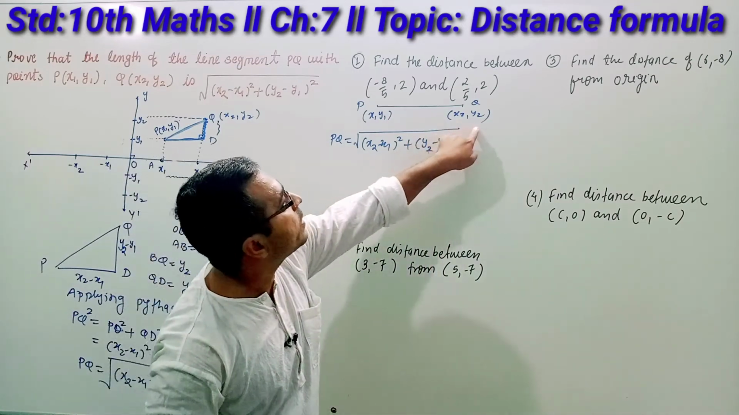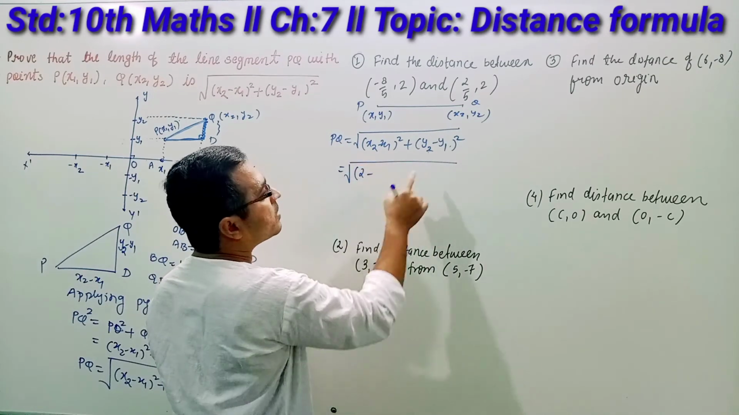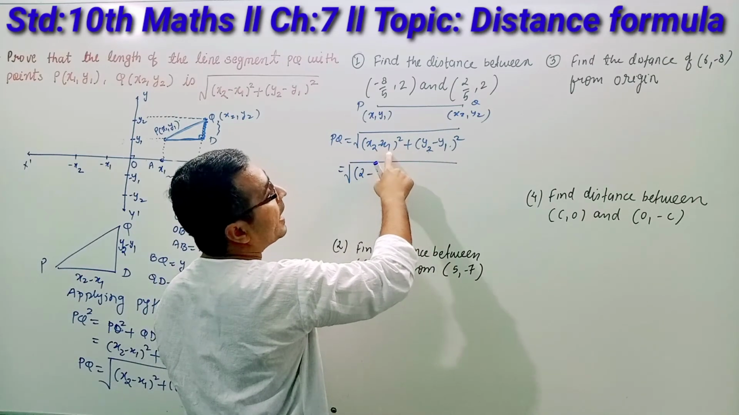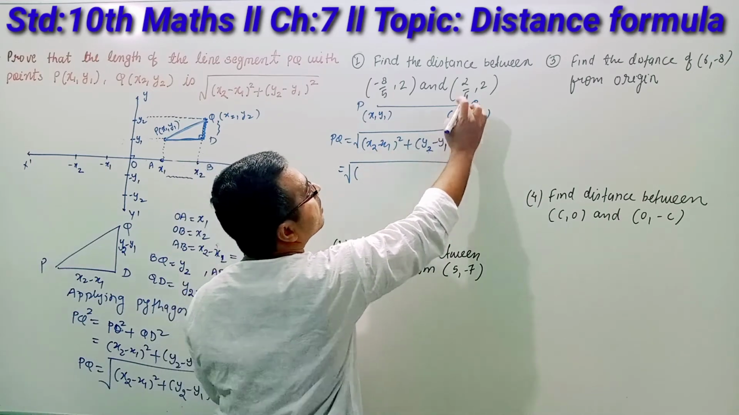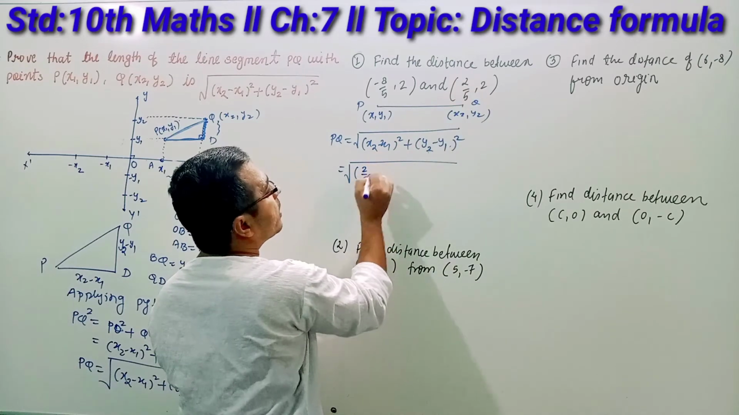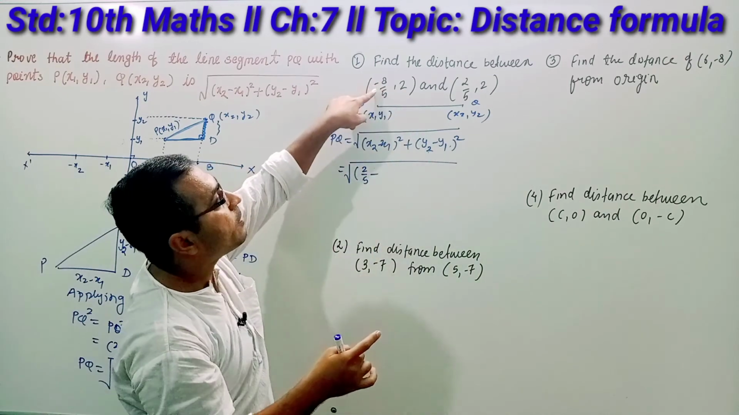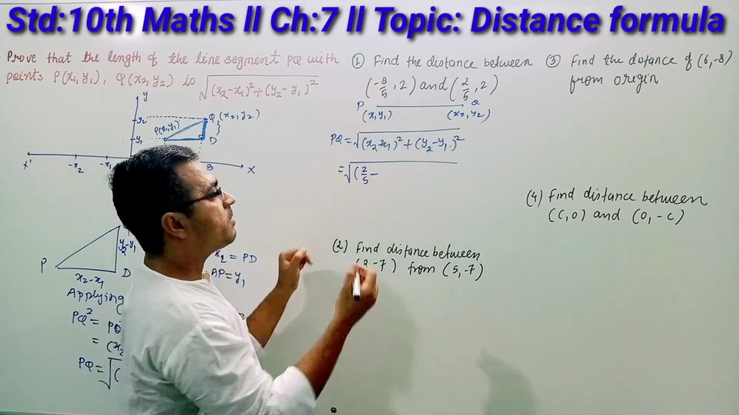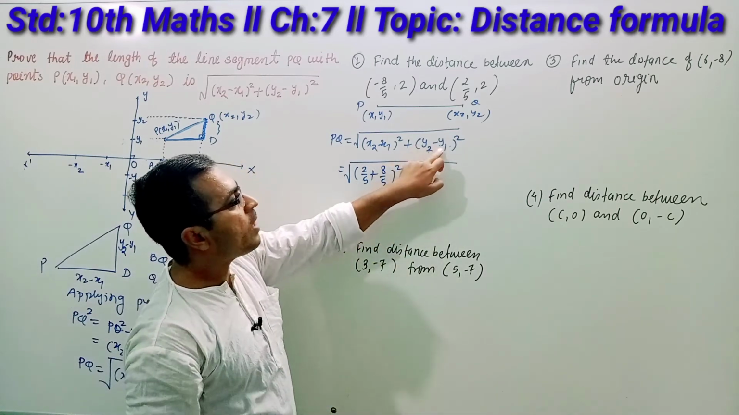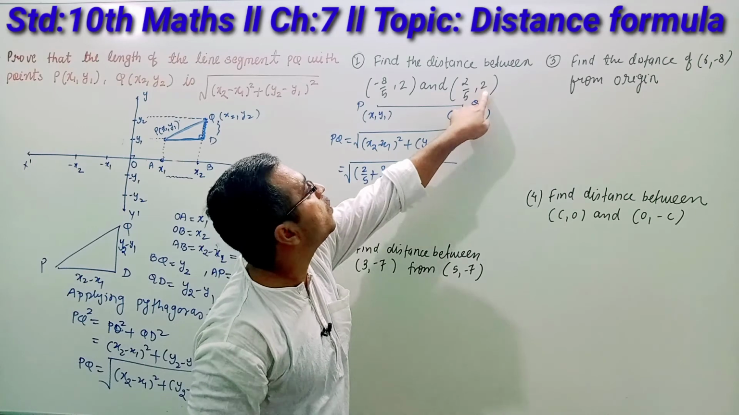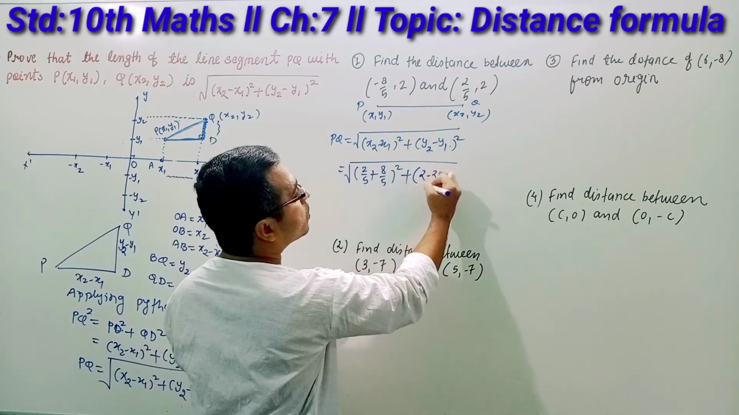What is the value of x2 over here? The value of x2 is 2 by 5 minus x1, the value of x1 is minus 8 by 5. So here there is already a minus, so minus minus is plus. So we can write 8 by 5 whole square. y2 minus y1, the value of y2 is what? 2, and y1 is also 2. So 2 minus 2 whole square.